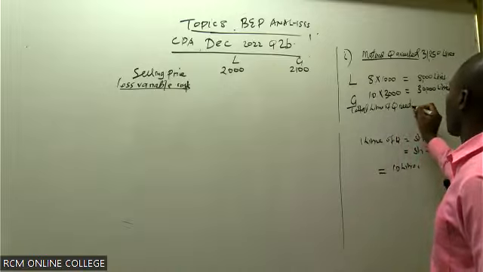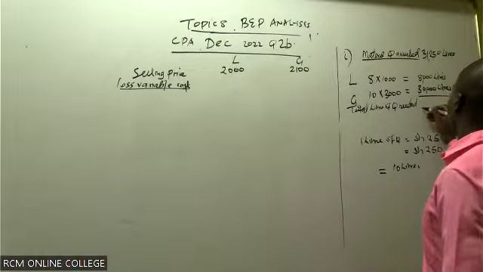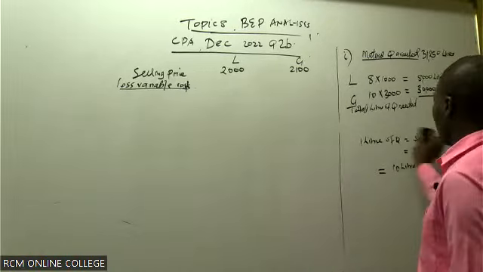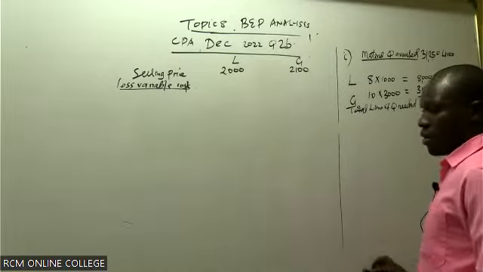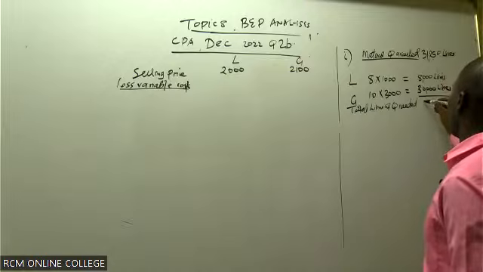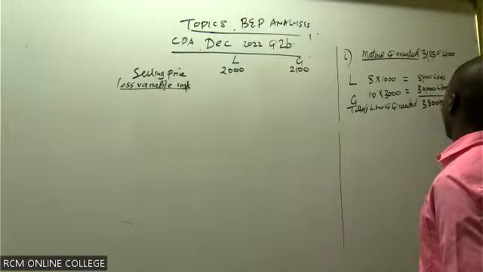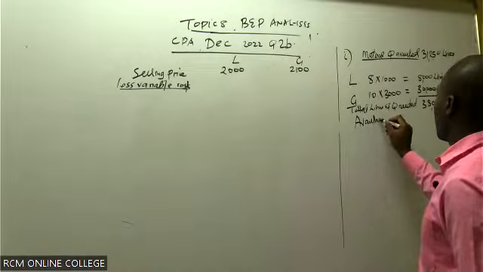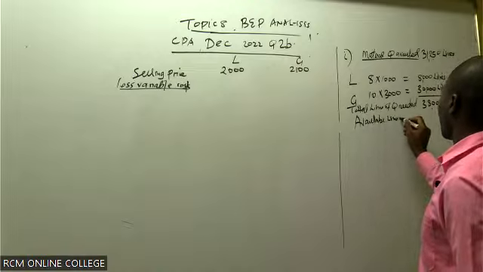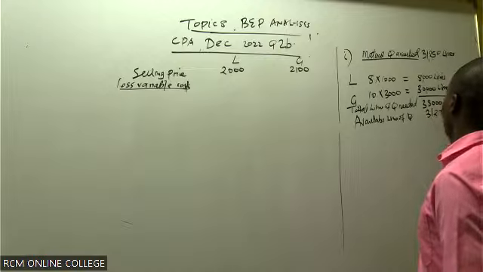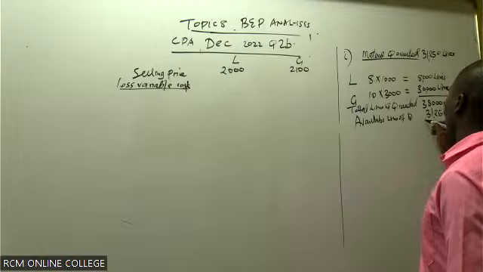Total liters of Q needed. How many liters of Q do they need? 38,000. Available liters of Q. How many have they been given? 31,250. That's what the company can afford.